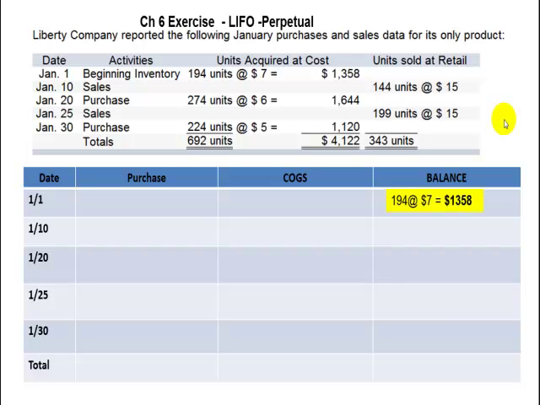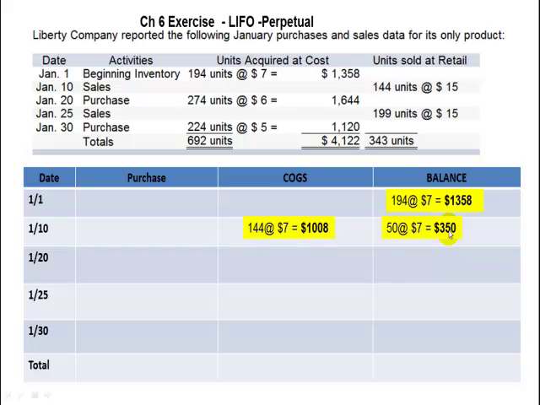We start with our beginning inventory of 194 units at $7 a piece, which is $1,358. That's January the 1st. On the 10th, we have sales of 144 units, and since these are the only units we have to pick from, LIFO is just these numbers, which would be 144 of these that we paid $7 a piece for, or a total of $1,008. And our inventory balance that's left after that sale will be 50 units at $7 a piece, which is a total of $350.